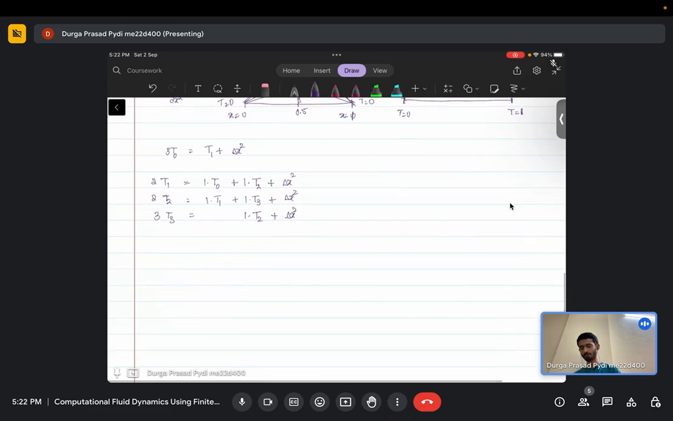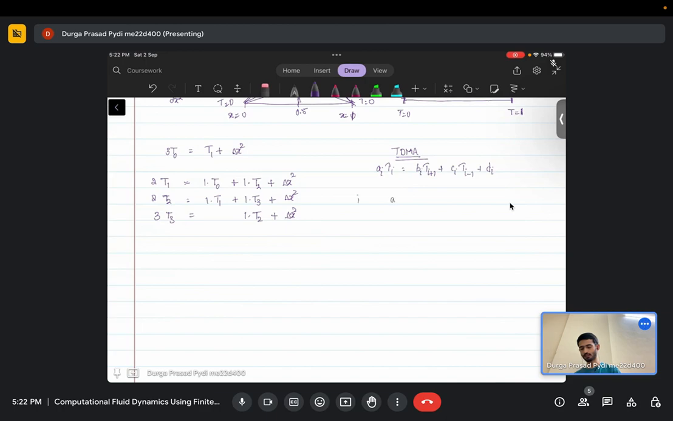So I have to solve this using TDMA. How do I proceed? In TDMA, the first step is the general form of equations: a_i T_i = b_i T_(i+1) + c_i T_(i-1) + d_i. In our particular case, we just have 4 equations.